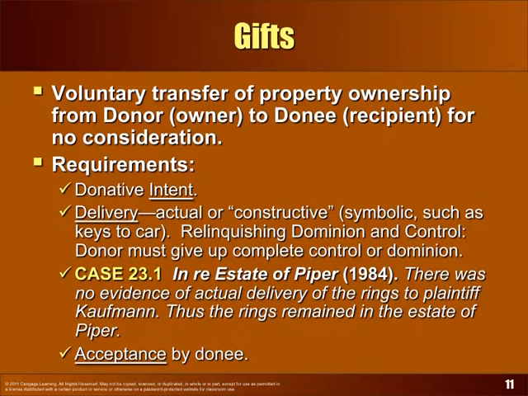There's a case in your chapter, case 23.1. I think that is actually the right case number and chapter, right? In re Estate of Piper. You always know when you say in re estate of Piper, there's probably some families fighting over a will, right? It's probably a probate case. And that's the case here. It says, there was no evidence of actual delivery of the rings to the plaintiff Kaufman. Thus the rings remained in the estate of Piper.